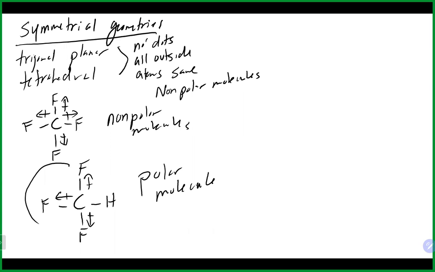Question on that? Yeah. So when you draw your Lewis structure, on the central atom, that's always what you want to look at. There's no dots on the central atom. Which basically means there's no lone pairs or non-bonding electrons.